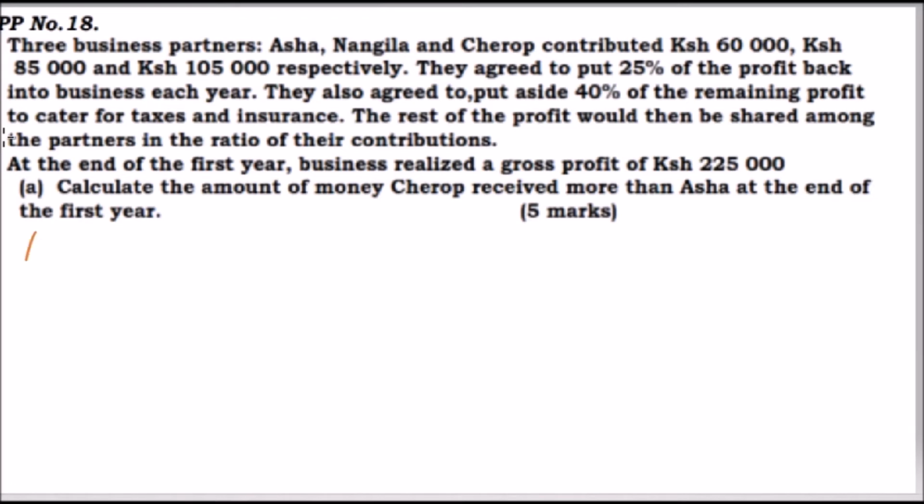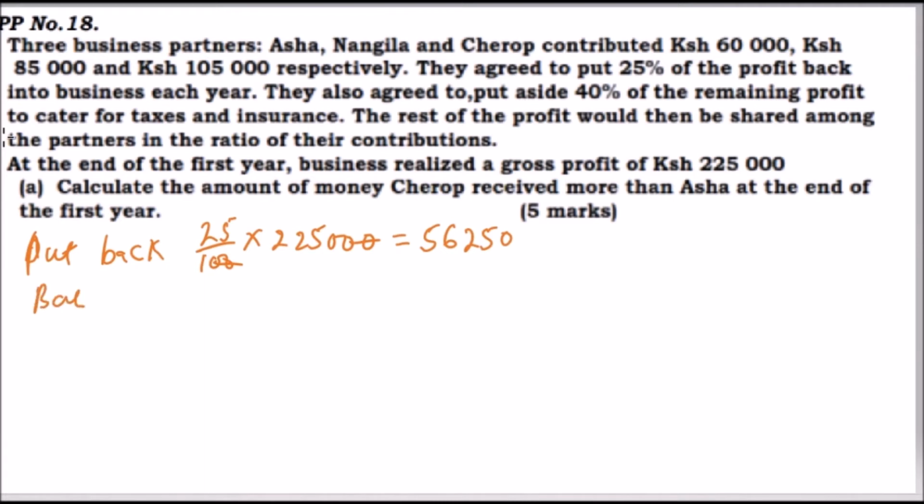So the amount put back, we can just say put back. Since they had agreed 25%, it is 25% of the profit, which is 225,000. You can simplify there, then use your calculator to compute. You'll be able to get 56,250. So that was what was put back into business.